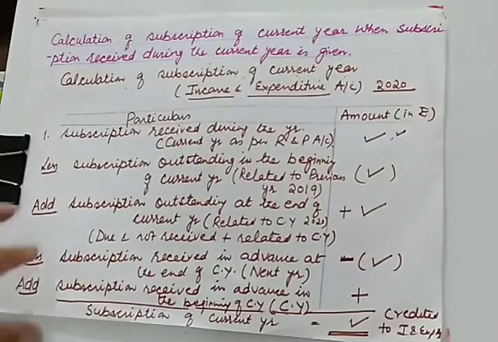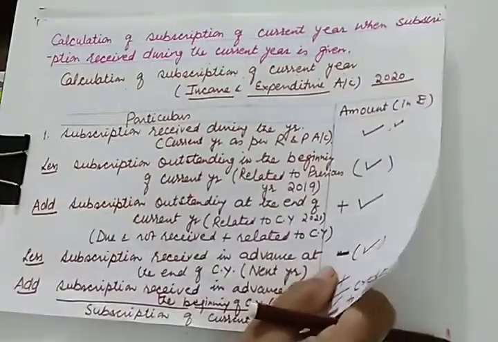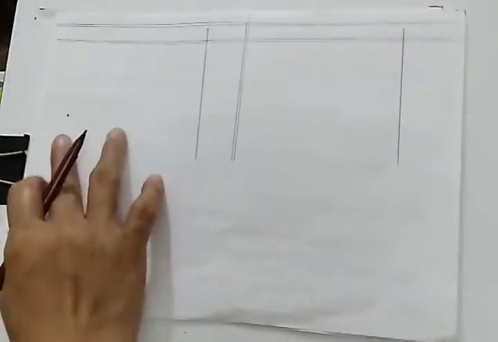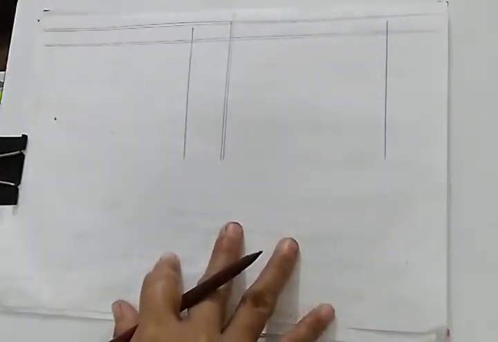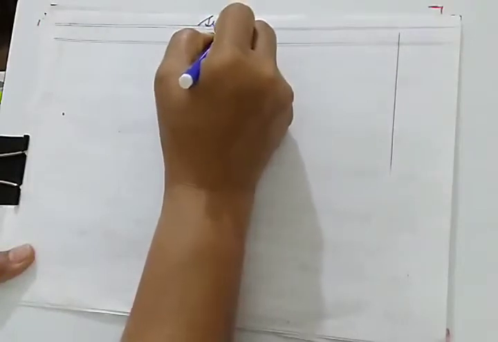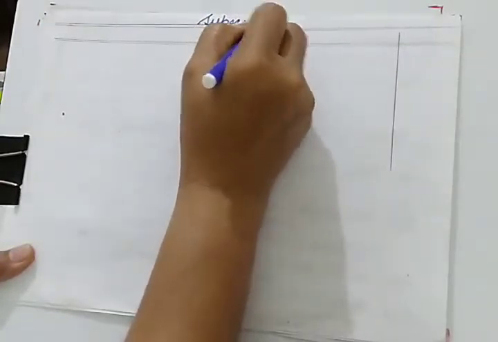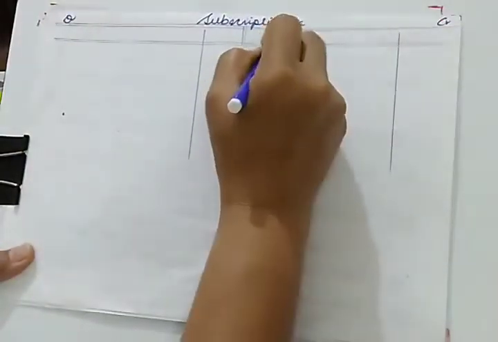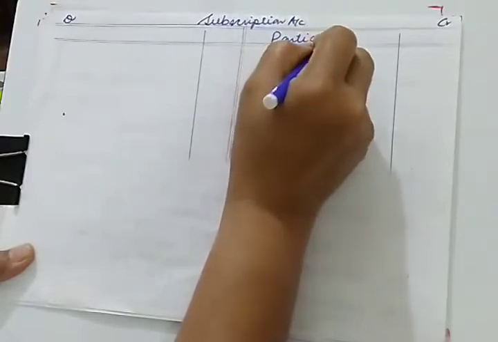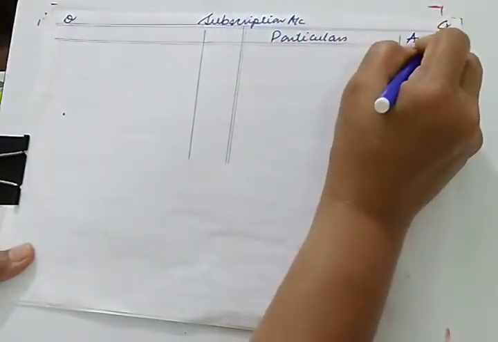So now let us move to the account. This can also be done through subscription account. So let us make the subscription account now. The format of subscription account is just the same as we used to make the ledger. So here we'll be writing subscription account, debit, credit, particulars, and amount in rupees.